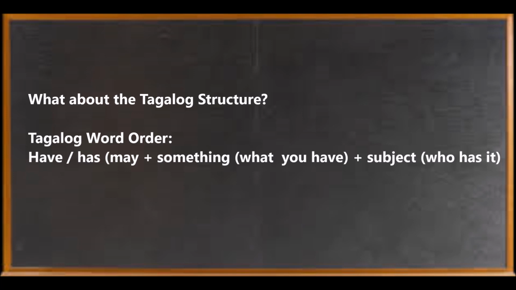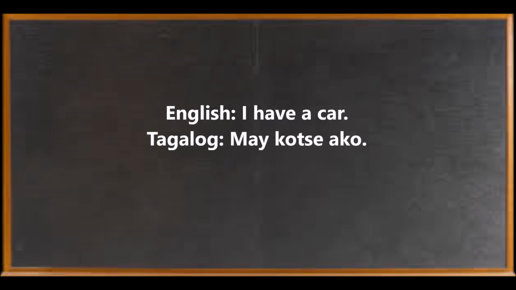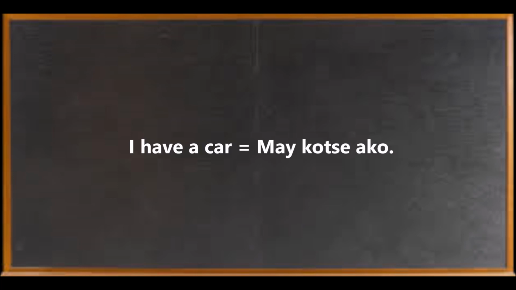So if we are going to translate "I have a car," following the structure, it's going to be "may," and what is something? "Coche." And then what is the subject? I, "ako." "May coche, ako."